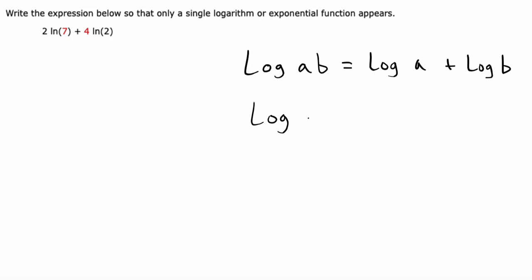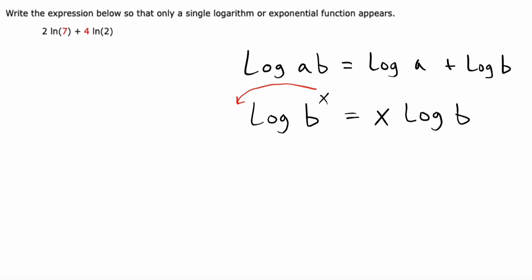The log of a base to a power can become x times the log of the base. This is the rule where the power comes down in front. I just noticed that we have a number in front, so we're going to want to reverse that rule too. So let's see if we can do it.